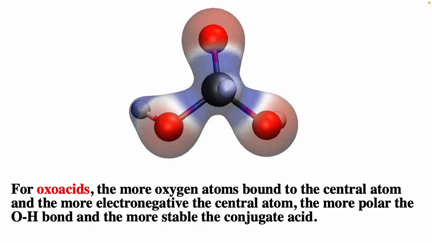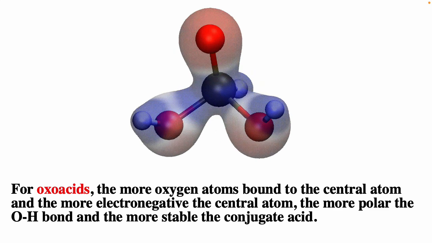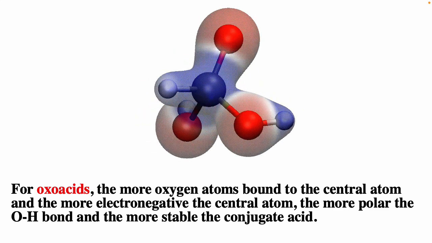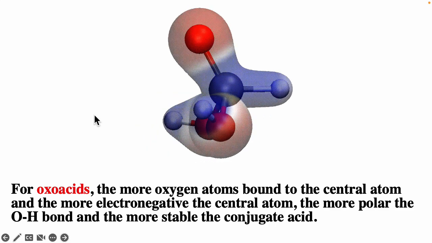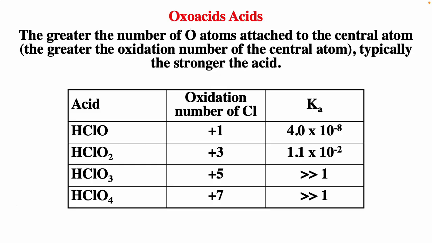Now we can look at oxoacids. For oxoacids, you have elements surrounded by oxygen, and the hydrogens bound to those oxygens are the acidic hydrogens. For oxoacids, the greater the number of oxygens attached to the center atom, the greater the oxidation number of the center atom, and typically the stronger the acid. The way of thinking about it is, if you have chlorine surrounded by four oxygens, the hydrogen will be on one of those oxygens, and the oxygen is more electronegative. The chlorine, in this case, is going to have a +7 oxidation state, so that's going to grab electron density away from the OH bond, making it weaker.